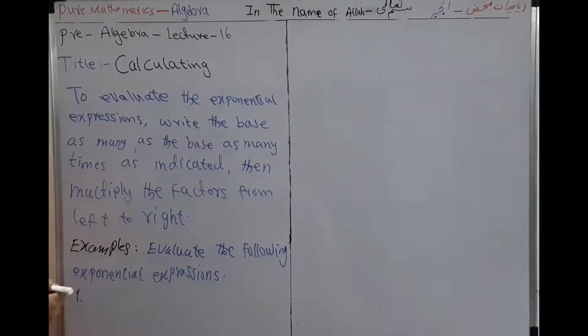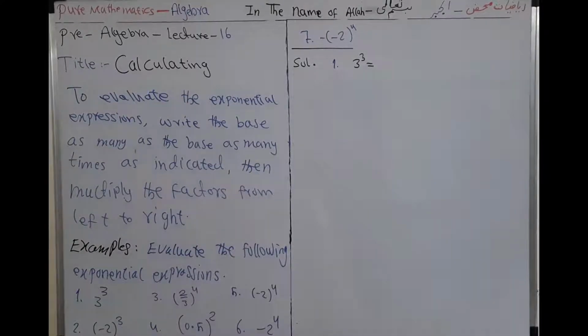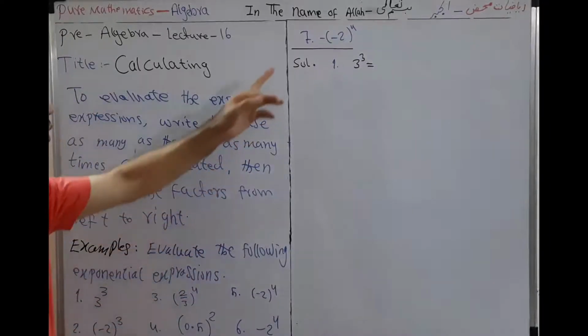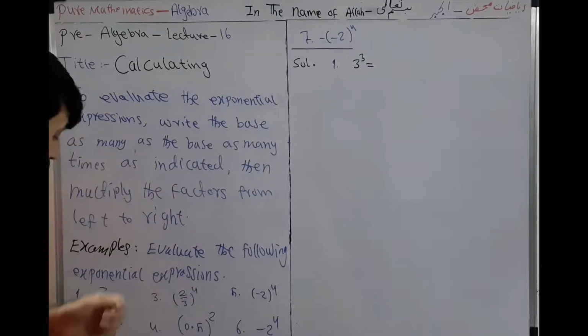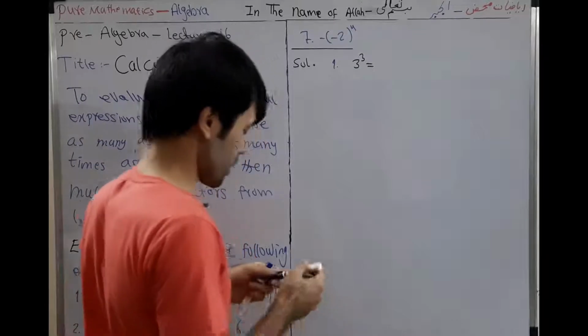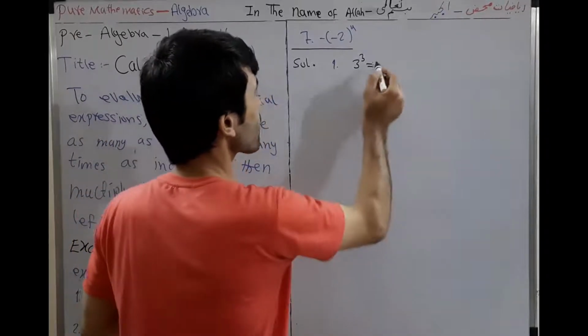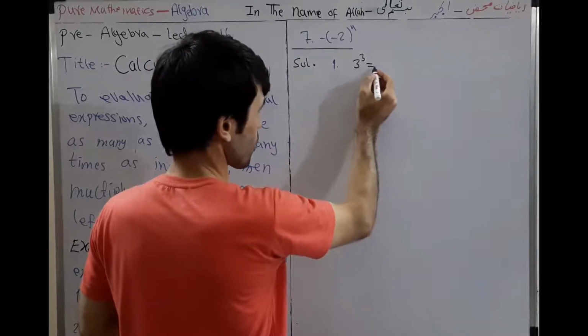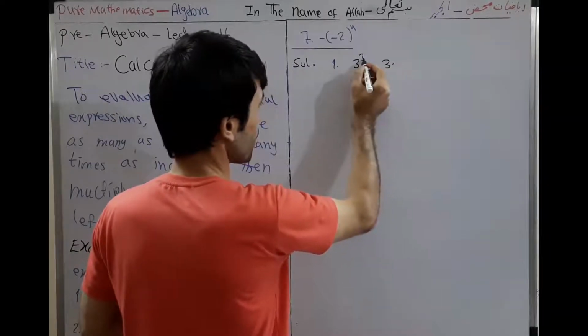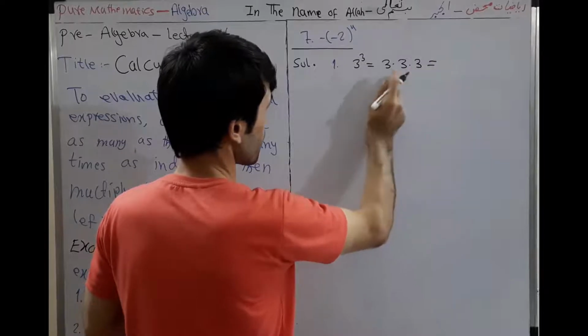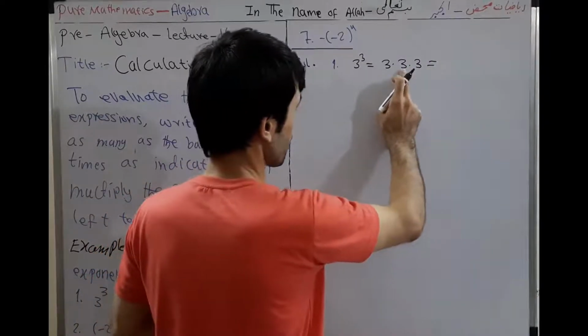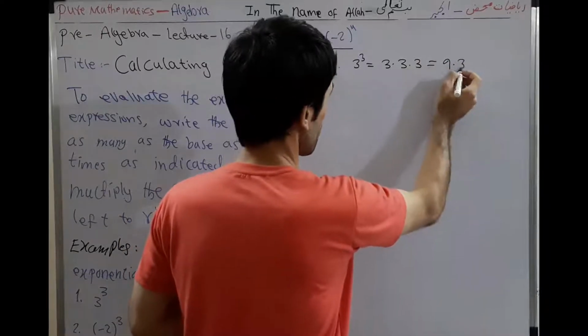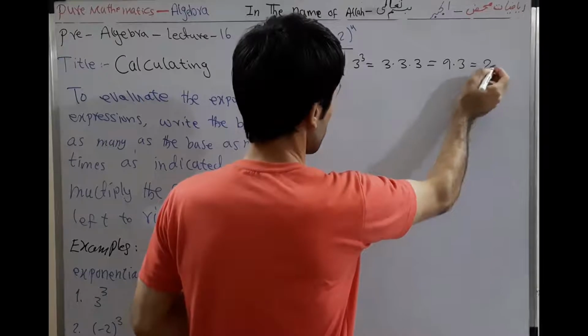Number 1, solution 1. Here we wrote 7 questions, 1 up to 7. We want to solve the first one. 3 to the power 3 is equal to... here the base is 3. We use 3 as a factor 3 times. The exponent is 3, so 3 is multiplied 3 times. 3 multiplied by 3 is 9, multiplied by 3. 9 multiplied by 3 is 27.